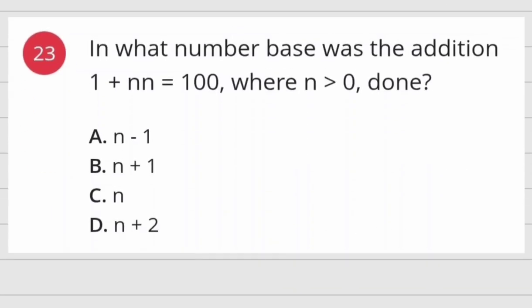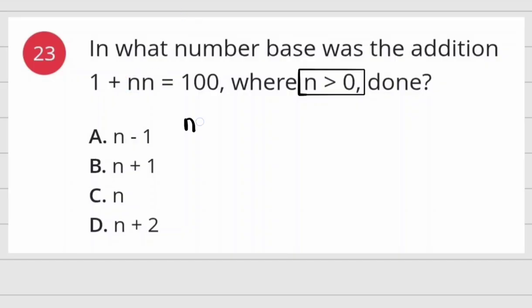This is question 23. We are given: in what number base was the addition 1 plus nn equal to 100, for n greater than 0? Please note that nn here doesn't mean n times n, which would be n squared. No, that's not what the question means. So for n greater than 0, let's start from this. This is where the major problem lies.